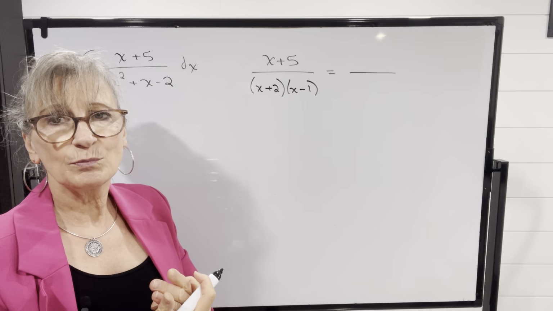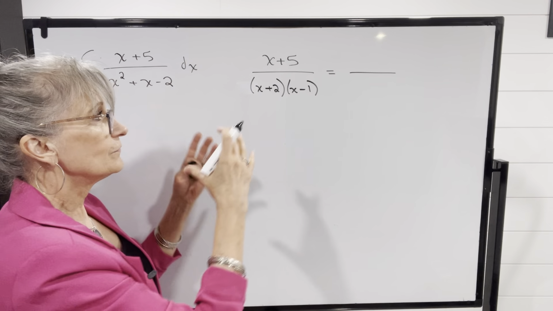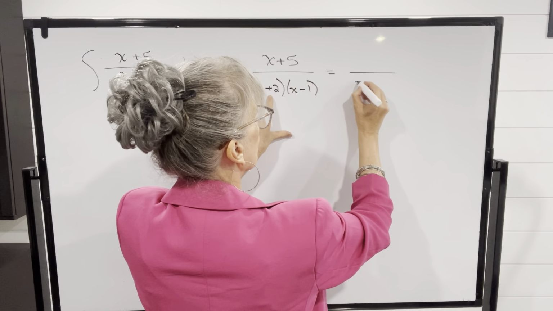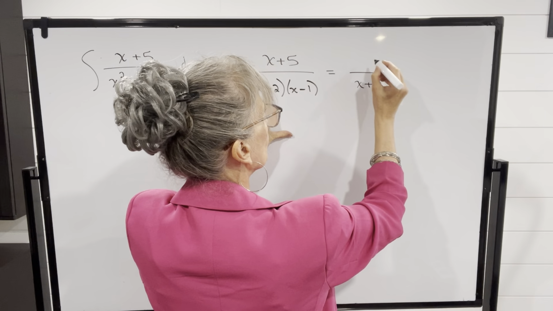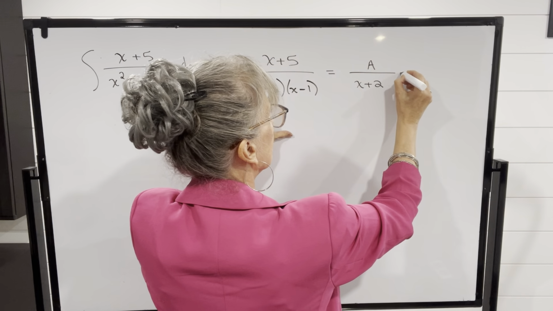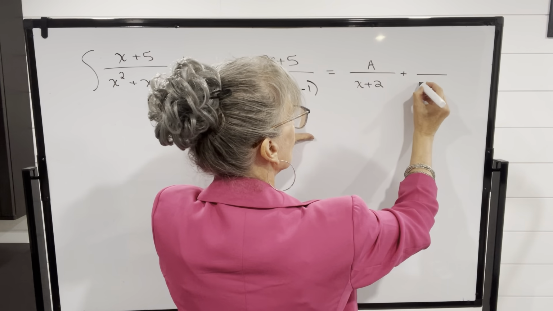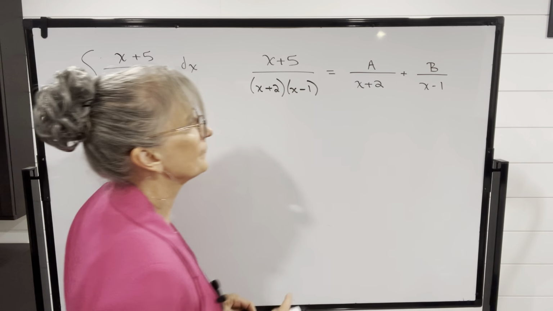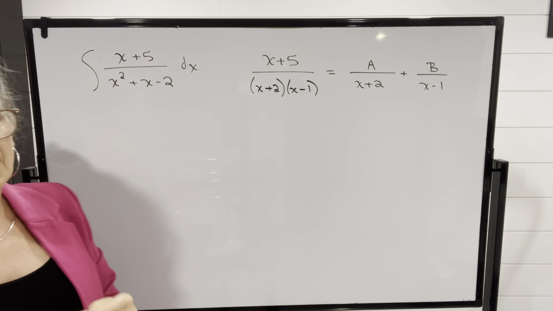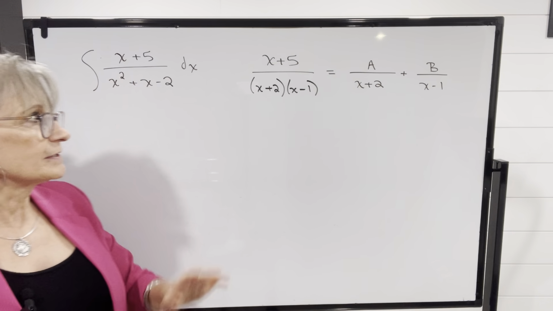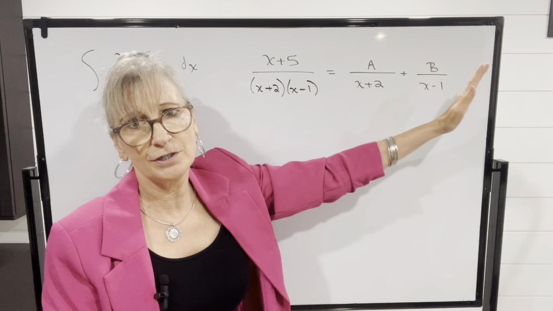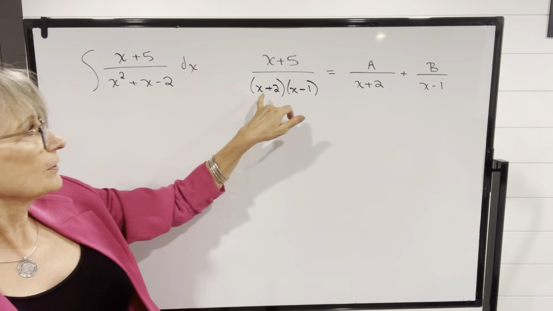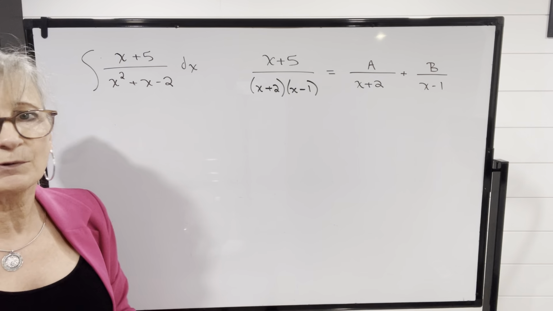I know that this can be broken down into the sum of two fractions, one whose denominator would be x plus 2, but we don't know the numerator. I'm going to call that a. Plus the other fraction will be x minus 1. I don't know the numerator. I'm going to call it b. In order to find a and b, my first step is to multiply both sides of this equation by my lowest common denominator of x plus 2 times x minus 1.